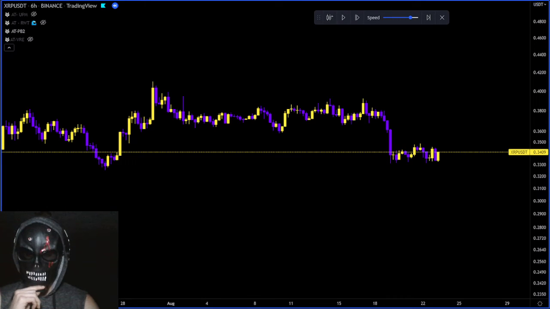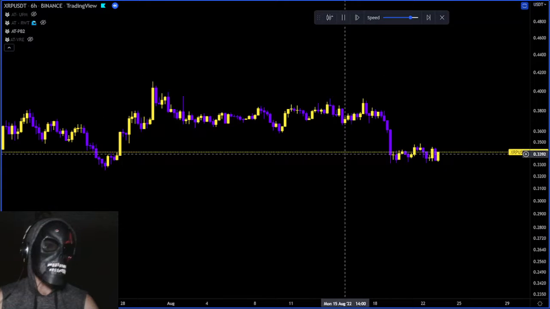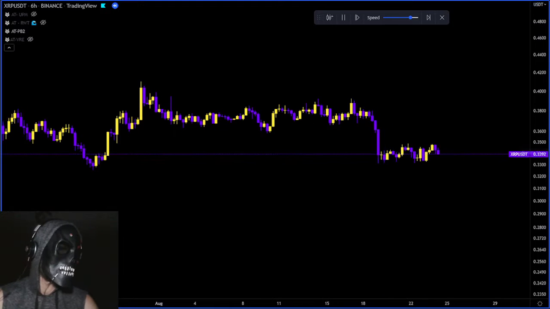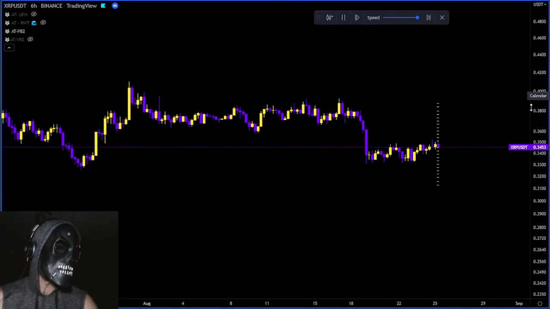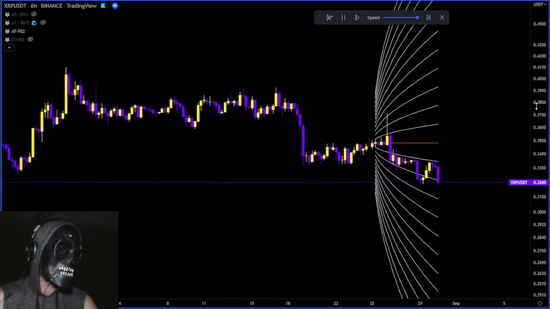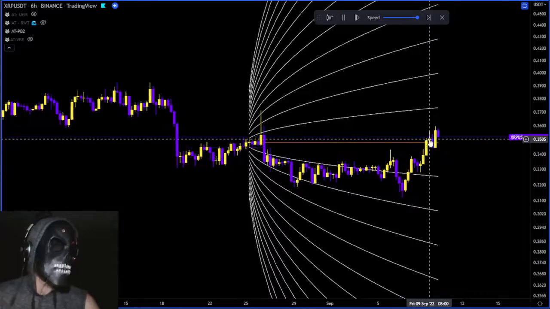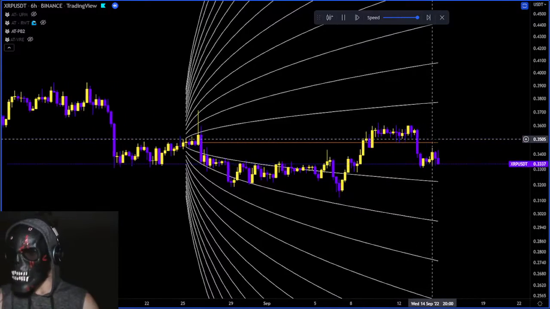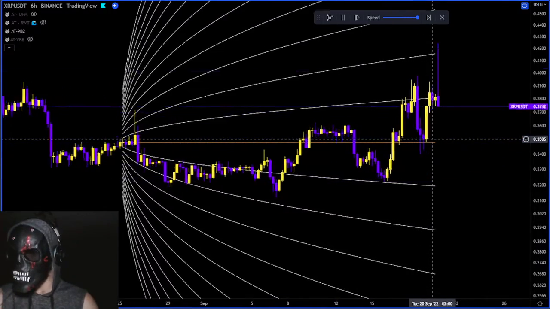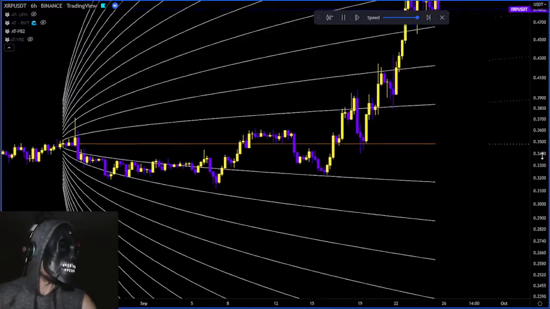Today we're going to be looking at XRP USDT, and I've got a little sneaky surprise for us on a 6-hour probability cone, Laplace distribution. Speed that up. And what we're generally looking for here is a mean reversion at the mean. Anything outside of that, you want to see what brings it back.